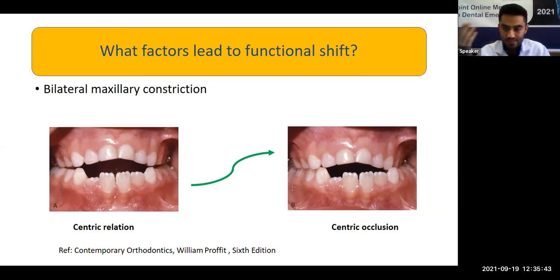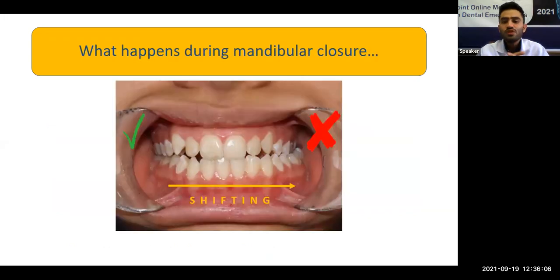It means that in the CO, we have a deviation in the face, we have midline discrepancy, we have a pseudo unilateral crossbite on one side and a proper occlusion on the other side. This bilateral maxillary constriction serves as a dental interference. And because of these dental interferences, the patient shifts his or her mandible to have a more comfortable occlusion. What happens during mandibular closure?